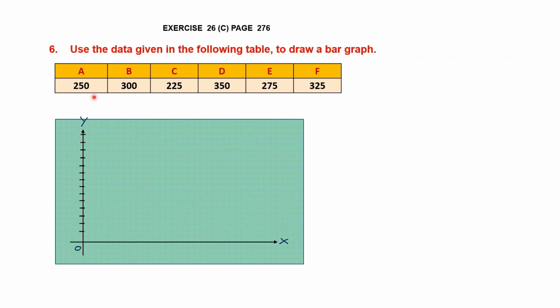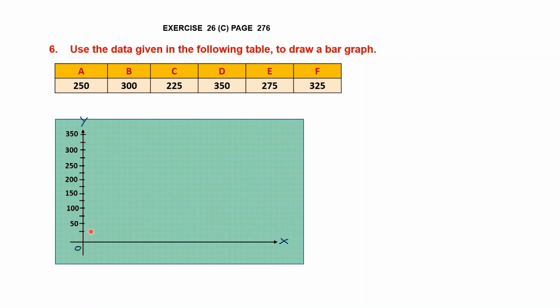So for that, we have to look for the biggest number first. And as you can see, the biggest number here is 350. That we have to show on the y-axis. To show 350 on the y-axis, let's count in 50s. So let's count in 50s on the y-axis and reach 350. So that's 50, 100, 150, 200, 250, 300 and 350. So as you can see, we've got all the numbers in 50s.